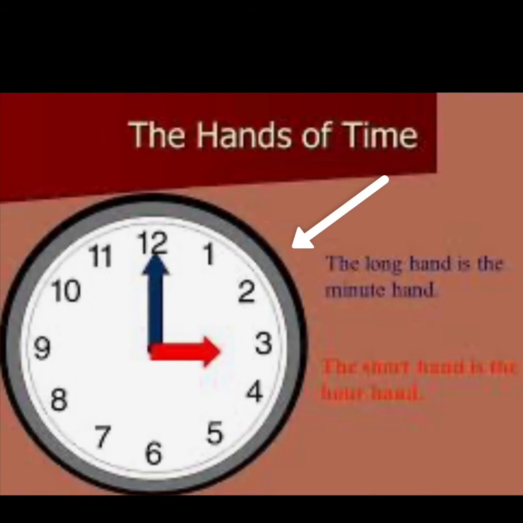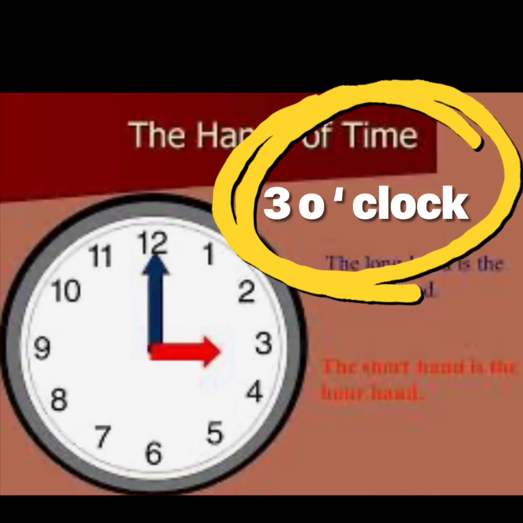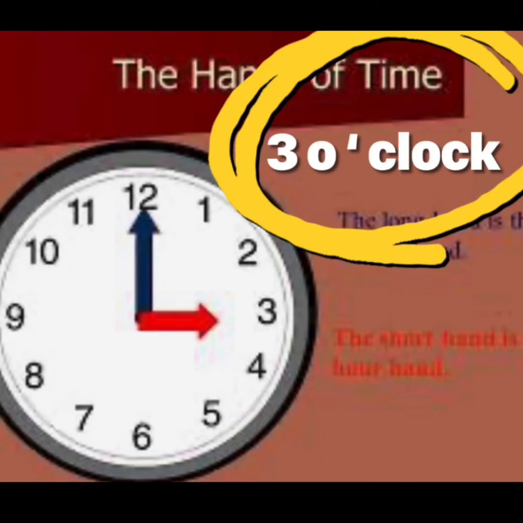Look at this clock. Can you guess what the time is now? Well done. Yes, it is 3 o'clock, because look at the small hand. It is pointing towards 3. Now look at the long hand. It is pointing towards 12. So we say the time is 3 o'clock. Remember, whenever we read the time in hours, the long hand always points towards 12.